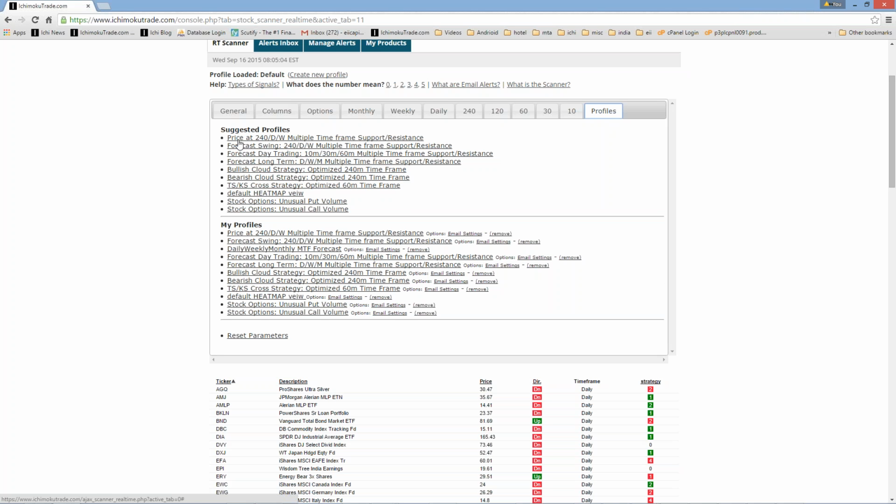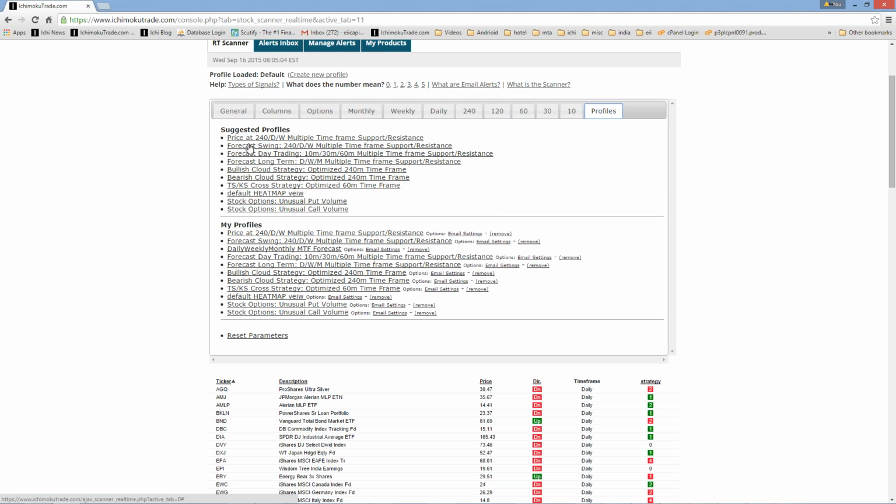So in this one here, what this does is it looks for the same support or resistance to be the same on a 240, daily and weekly. And then what it does is make sure that price is at that support resistance right now. That means you have a multiple time frame match and price is there right now. That means that's a live opportunity right now. Everyone okay with that?